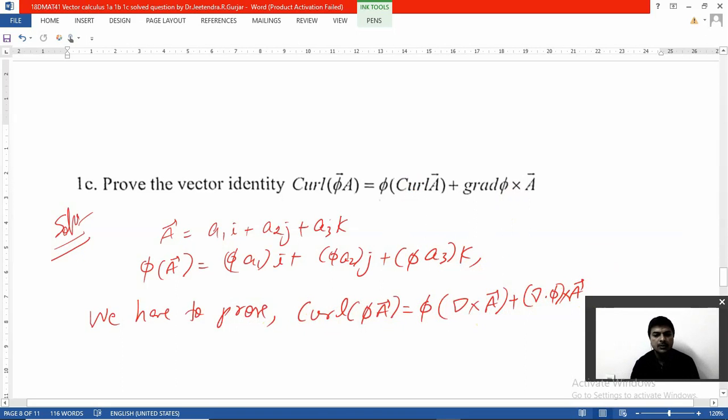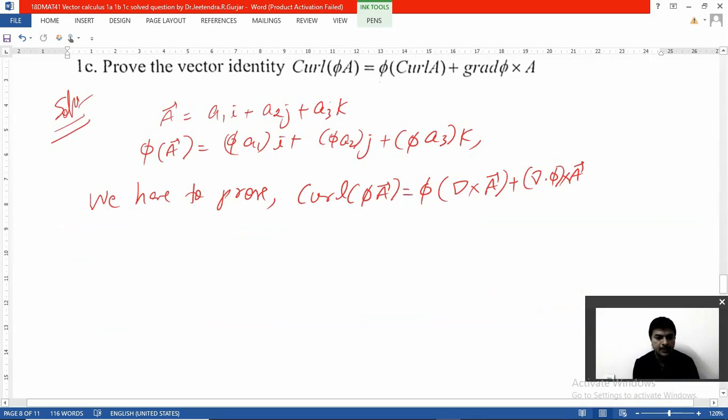Looking at this, you can see what we have to substitute. That is very important. Curl is nothing but del cross, and gradient is nothing but del of phi, students. Okay, without wasting time, immediately solve this problem. Here we are going to solve this. Just simplify this one by one.